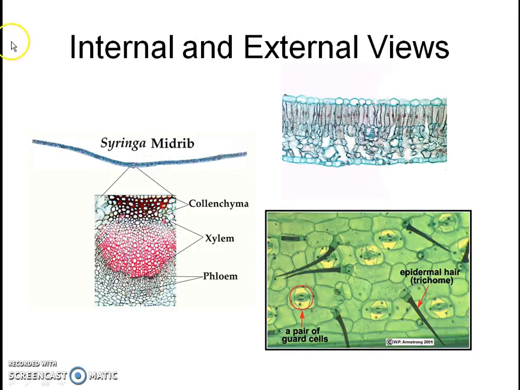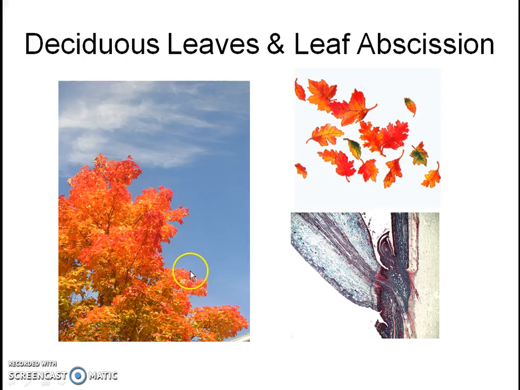Internal and external view. This is a syringa midrib showing collenchyma, xylem, and this is a part of the phloem. Deciduous leaves and leaf abscission. This photograph shows leaf abscission and the shedding of leaves.